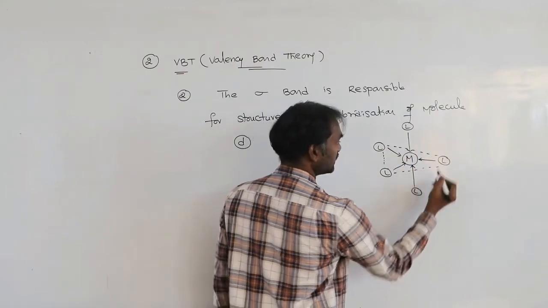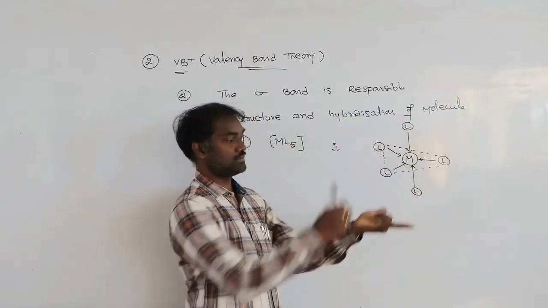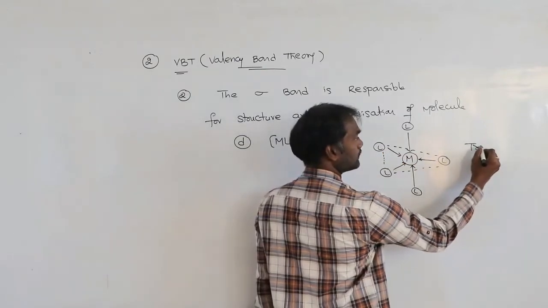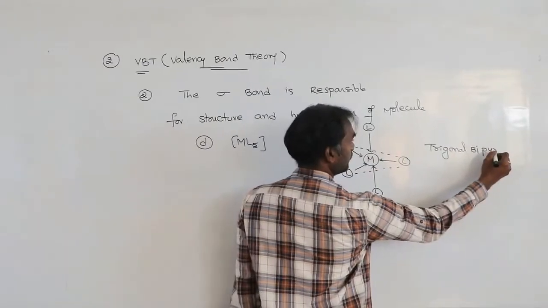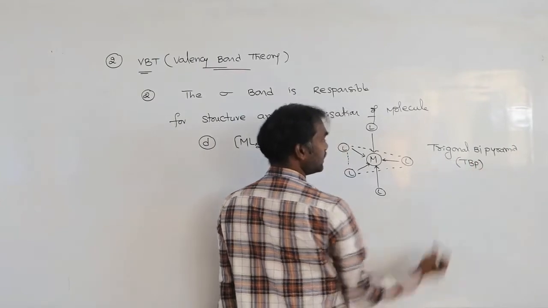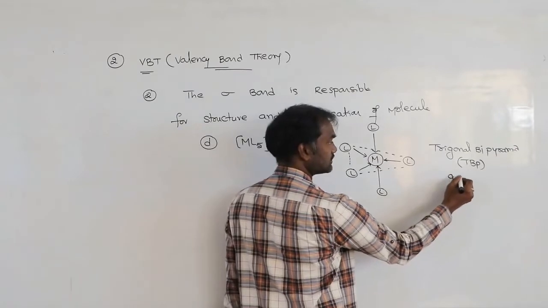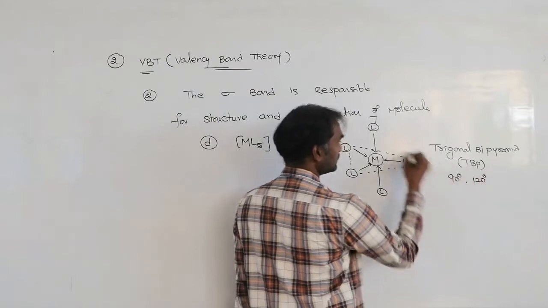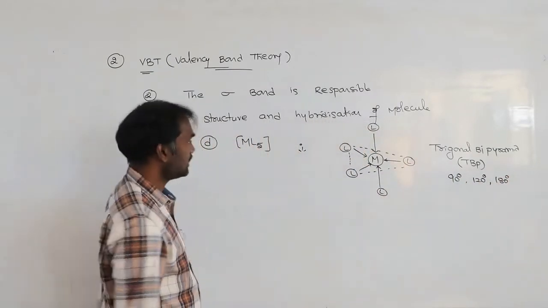In what way? There are 3 corners, trigonal like this, with one above and one below. So this is a trigonal bipyramid, also represented as TBP. Suppose you see the bond angles: from here to here it is 90 degrees. Next, this is 120 degrees, and straight line 180 degrees. So this is one possibility for 5.